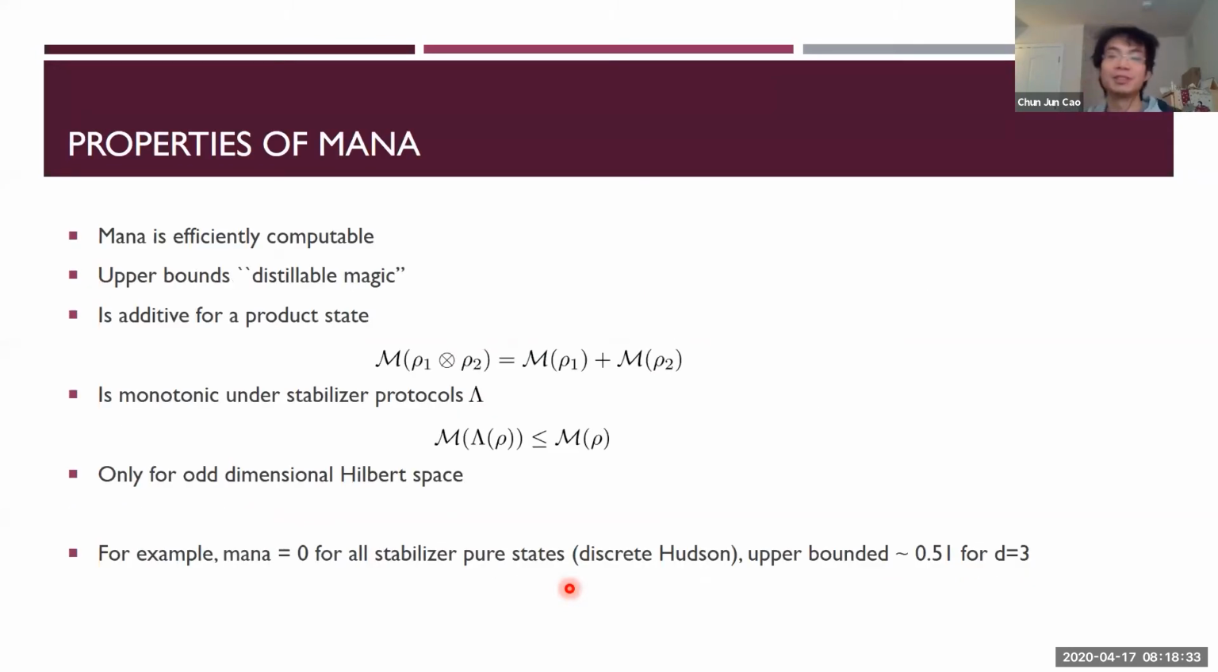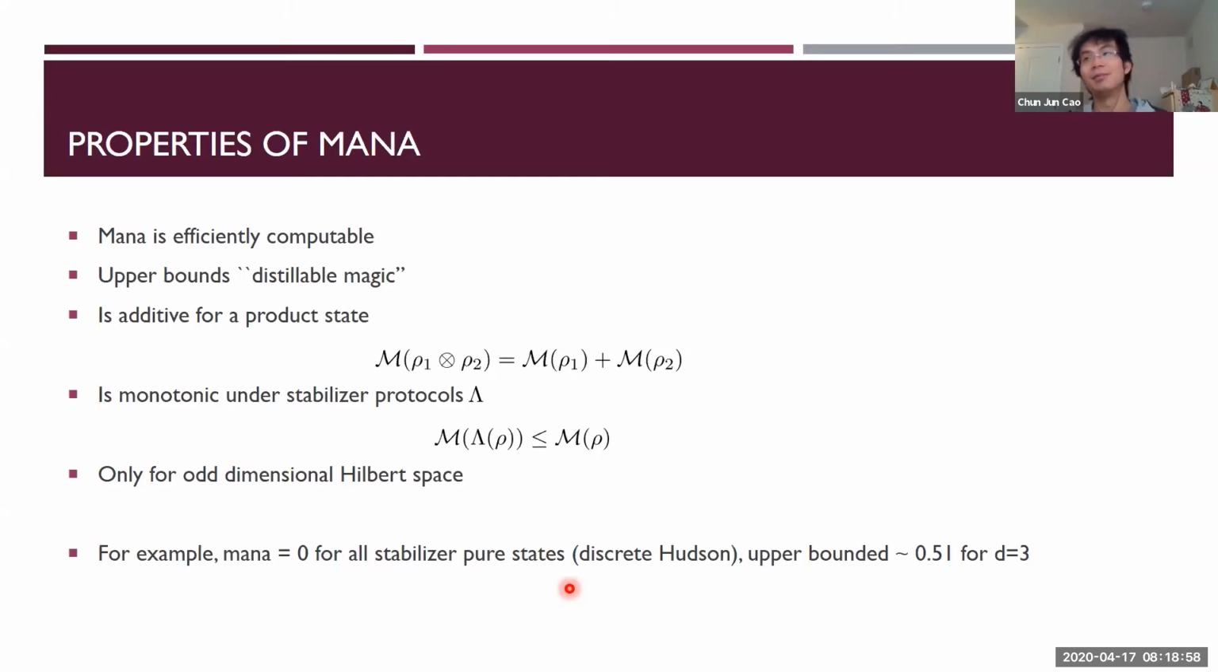Why do we choose it? Well, first of all, it's efficiently computable. As you can see, all you have to do is list out these operator bases and then compute inner products, which is very, very straightforward. In terms of properties, it sort of upper bounds this so-called distillable magic, right?